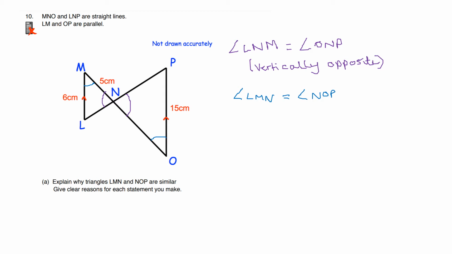If this was an exam paper, if you turn the exam paper around, you'd be able to see that they're on opposite sides of line OM, and you've got a parallel line LM and a parallel line OP. So therefore they are alternate angles and they will be equal. So let's just put alternate angles.